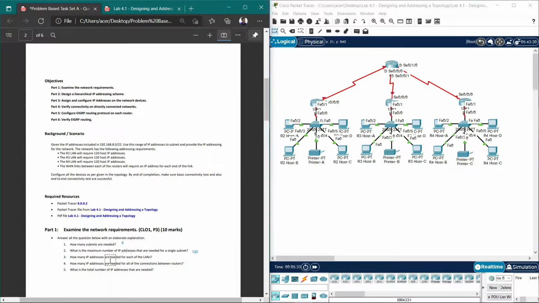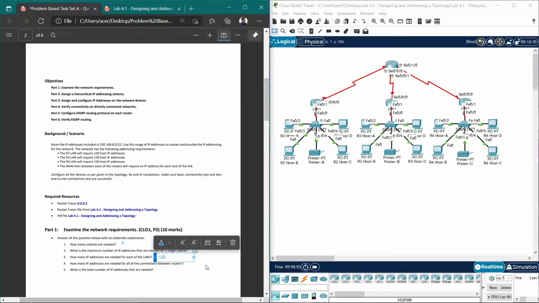How many IP addresses are needed for each of the LANs? For the third question, we can see that for each LAN there are 120 host IP addresses required. But the question is asking for IP addresses, so we will be including our network IP address and also the broadcast IP address. So that will be 122 IP addresses needed for each of the LANs.